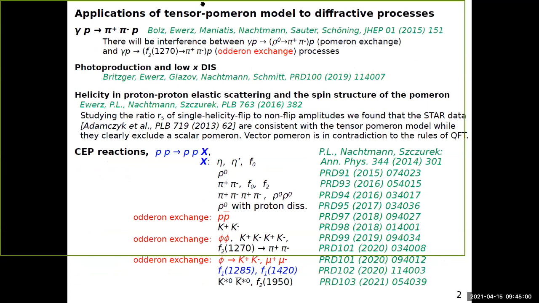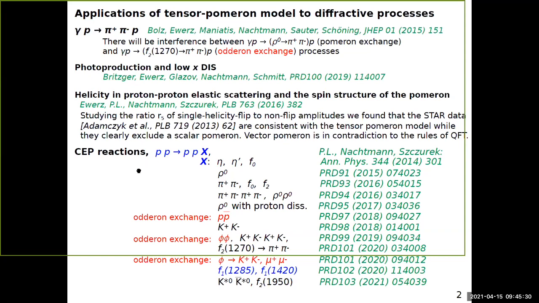There are by now many applications of the tensor Pomeron model to diffractive processes such as photoproduction and DIS. The model was also applied to reactions involving polarized protons. Here, for example, we studied in this model the complex variable R5, the ratio of single helicity flip to non-flip amplitudes, and we found that the STAR data are consistent only with the tensor Pomeron model.